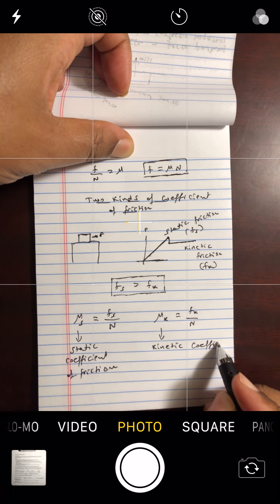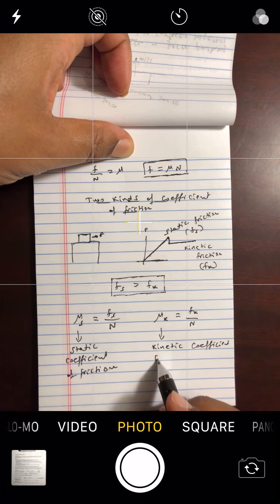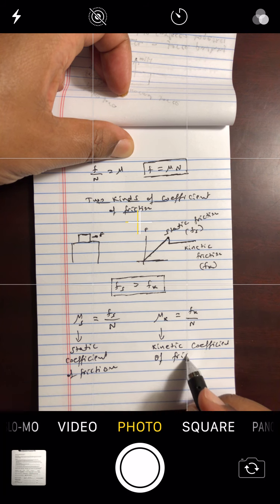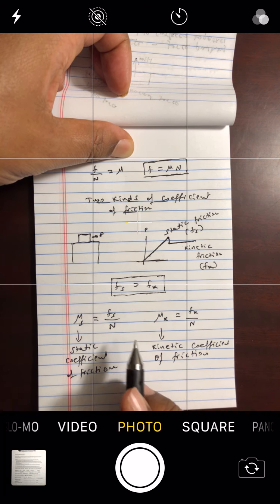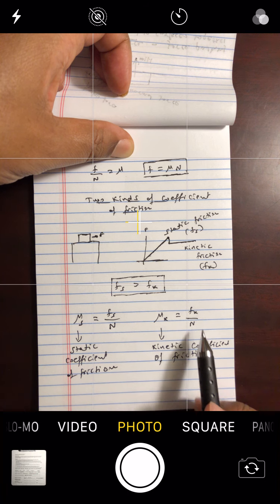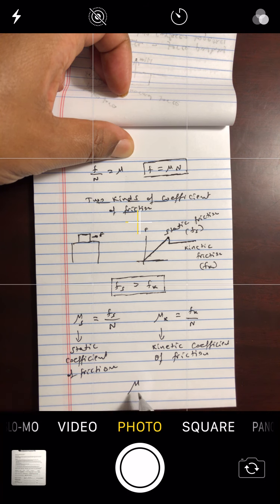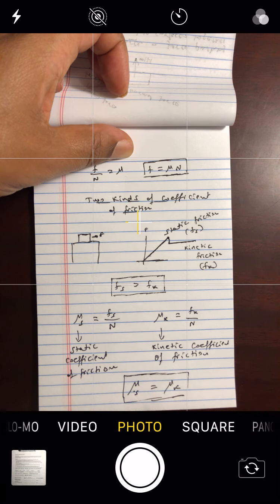Kinetic coefficient of friction. Okay, and since the static friction is bigger than the kinetic friction, we have the following relationship: mu s is greater than mu k. So if you're dealing with a problem where an object is just starting to move, you have to use this coefficient of friction. But if you're dealing with a problem where an object is already moving, then you have to use this coefficient of friction over here.